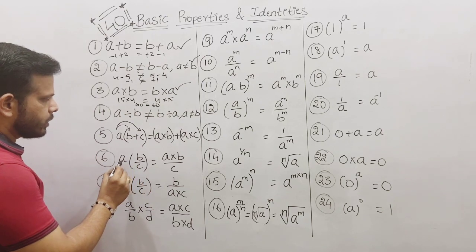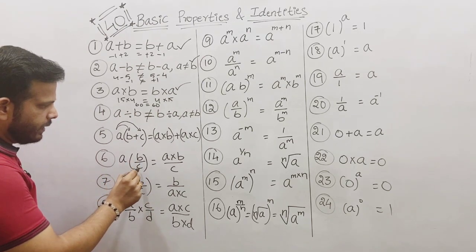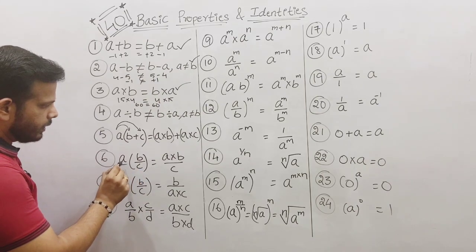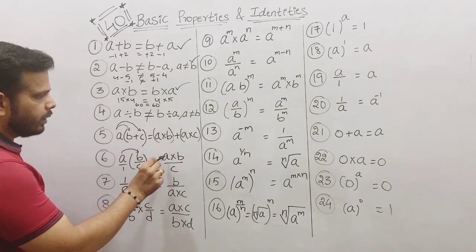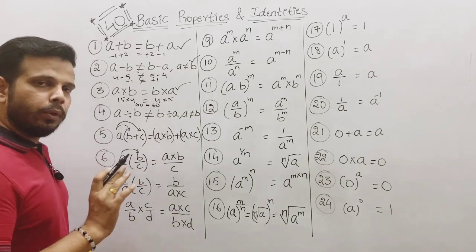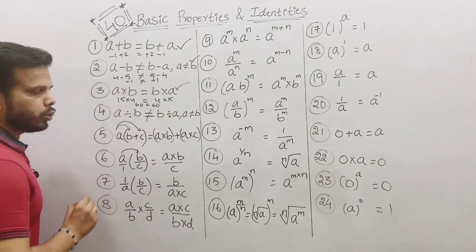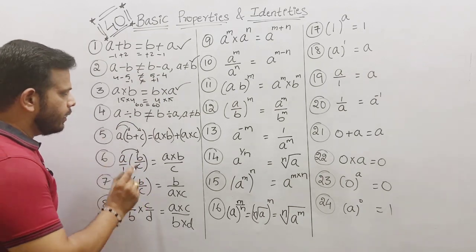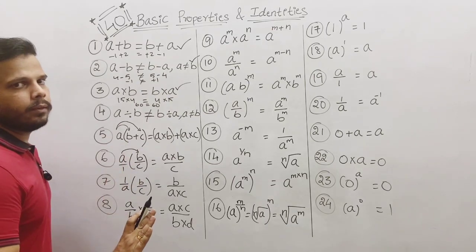Next, a is in the numerator, and b by c. It is nothing but a by 1. So a will be multiplied with only b. I observed a few students multiply a with b and c also. That is not correct. We have to multiply a numerator only with the numerator.